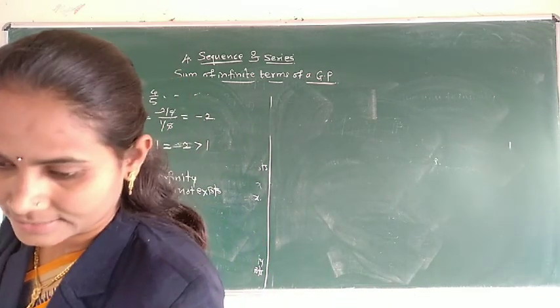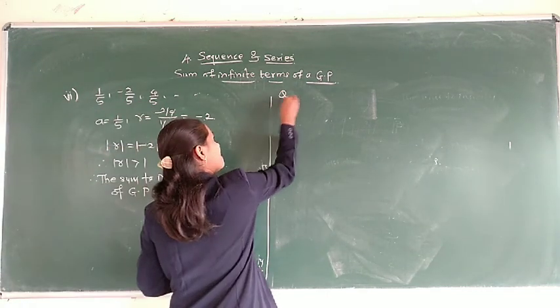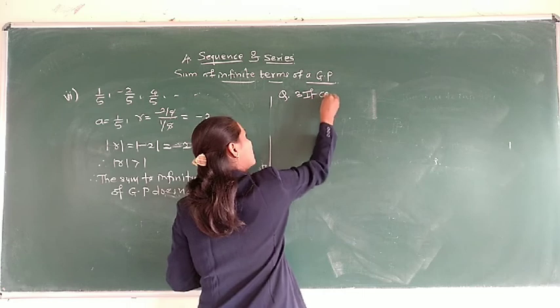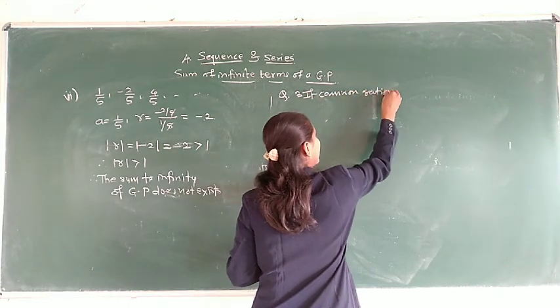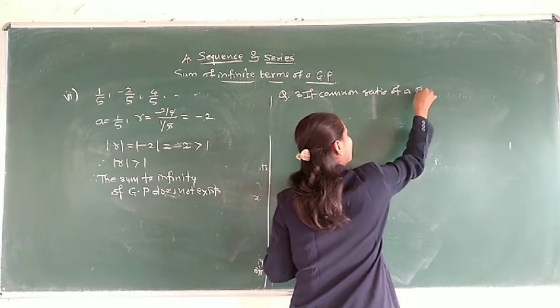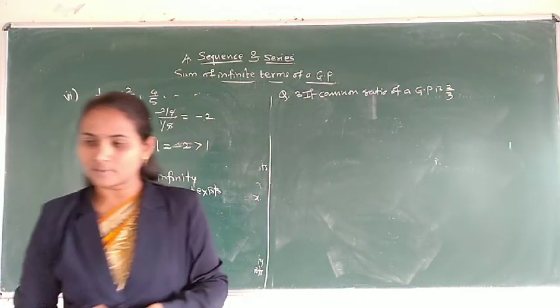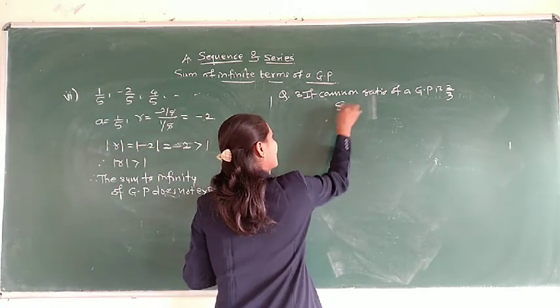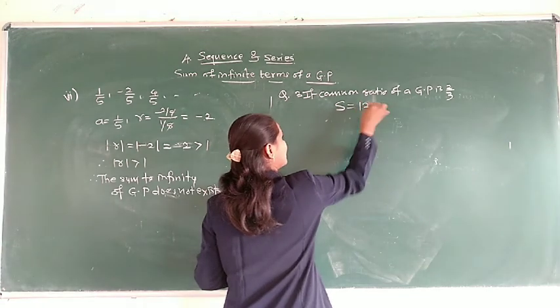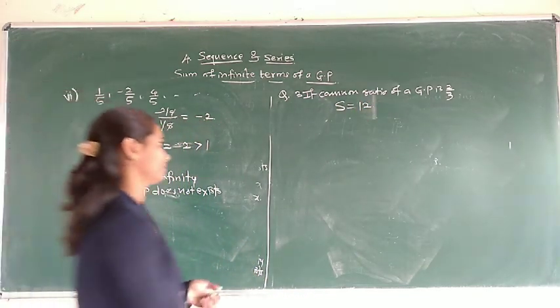Question 3. If the common ratio of a GP is 2/3 and the sum to infinity is 12, that means S is equal to 12, then we have to find the first term.